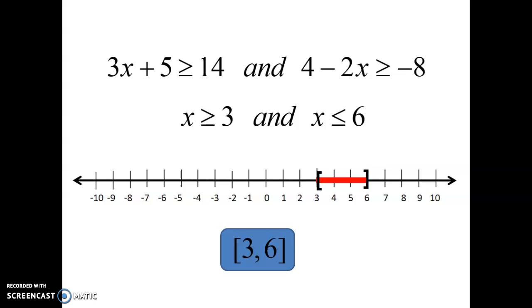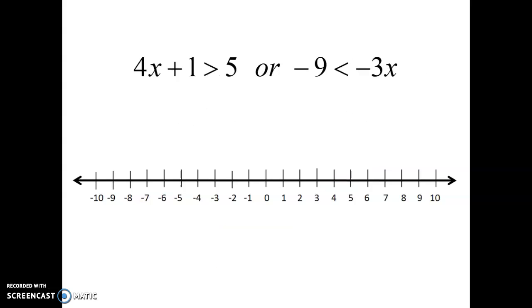All right, so let's move on. Next example is an OR question. So again, pause the video for a second, solve both inequalities for x, and then come back.